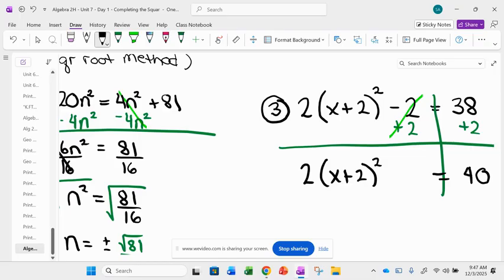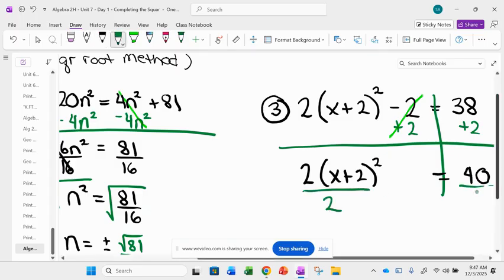No, because I want to solve by square root method. So I want that quantity squared. I don't want to FOIL this out. I just want to get rid of this 2. Well, isn't it 2 times this quantity? Since it's 2 times the quantity, can I just divide by 2 on both sides? So I'm going to divide by 2 on the left, divide by 2 on the right.